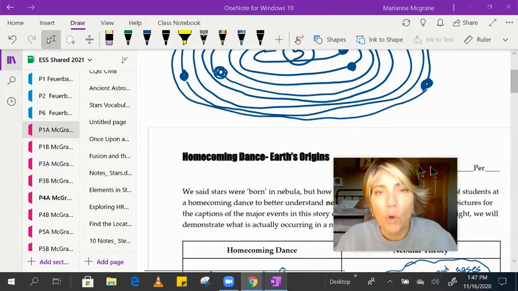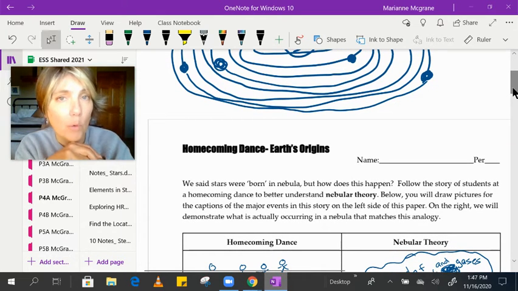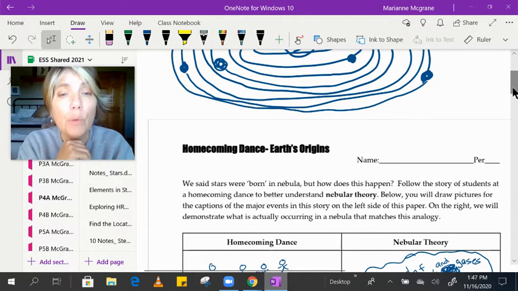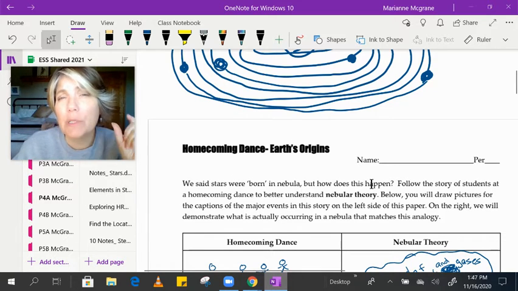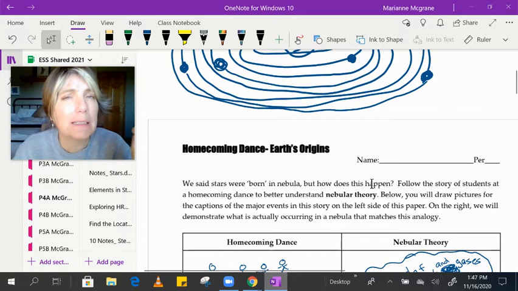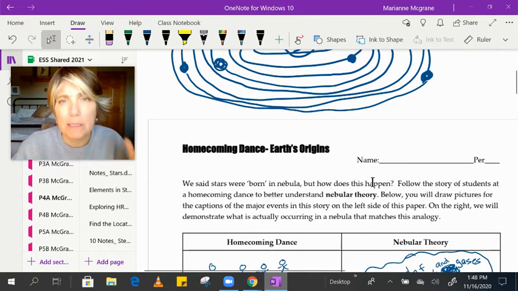Then we opened up our packet, and we did a little story about homecoming because y'all couldn't have homecoming. So Mrs. McGrain brought homecoming to you. We said stars were born in nebula. But how does this happen? We need to remind ourselves that a nebula is a giant cloud full of elements. And it is proof that stars came and went before this moment in time. So stars were born in nebula. We call them star nurseries or stellar nurseries, where baby stars are born. This was last unit.